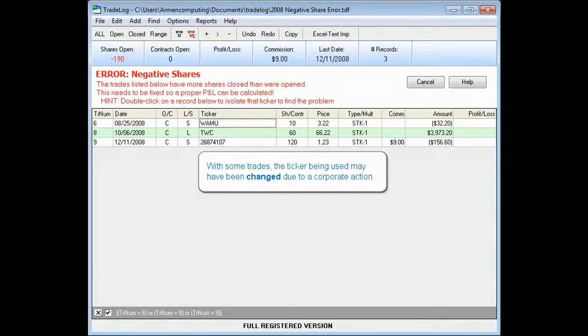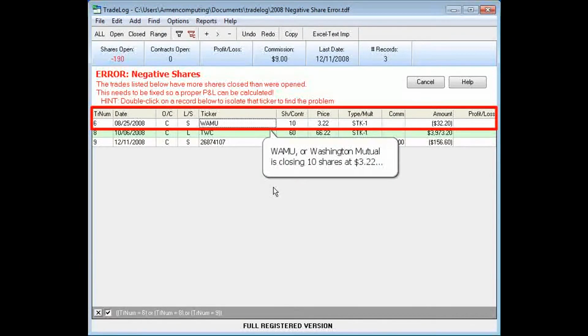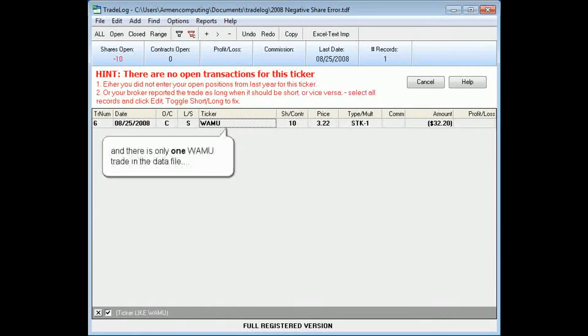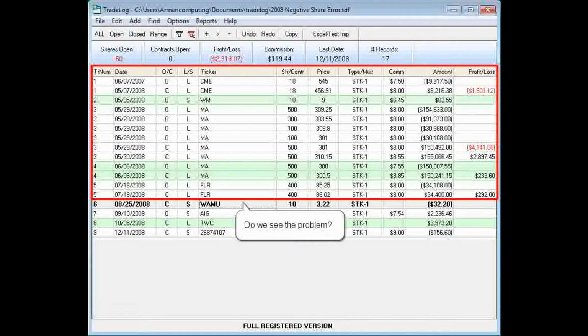With some trades, the ticker being used may have been changed due to a corporate action. WAMU, or Washington Mutual, is closing 10 shares at $3.22. And there is only one WAMU trade in the data file. Let's cancel our negative share error to review all of our trades. Do we see the problem?